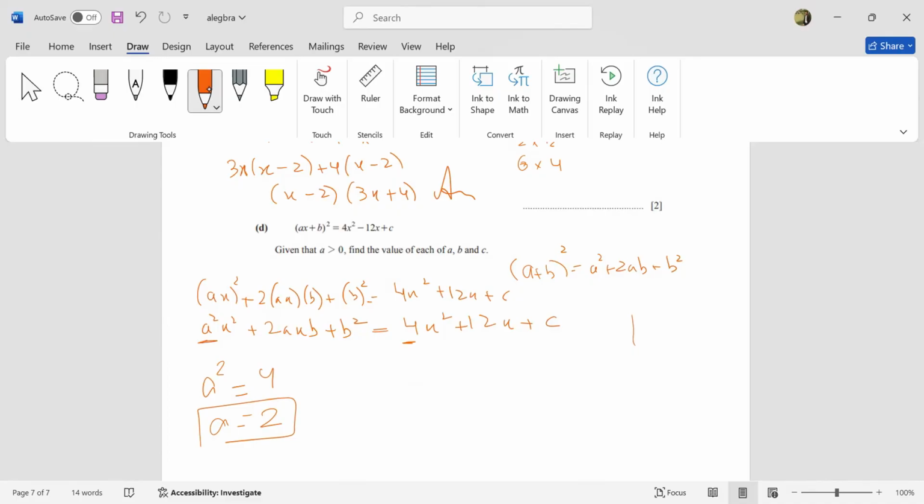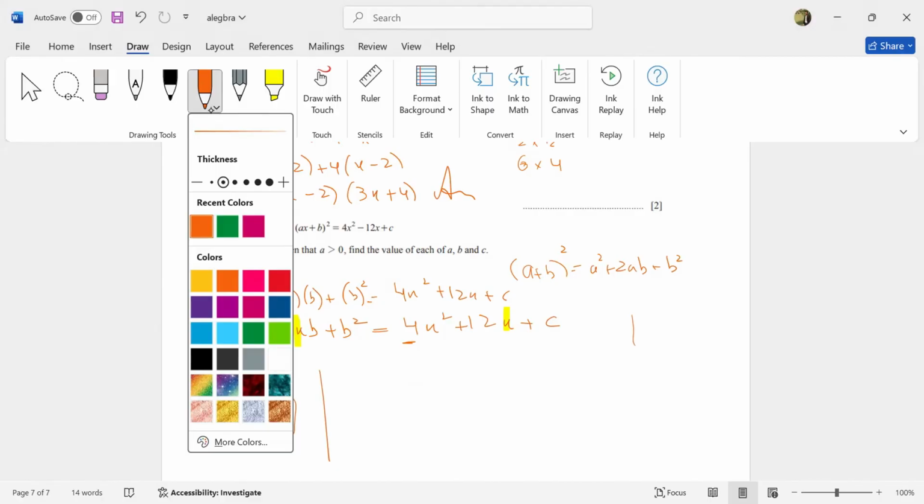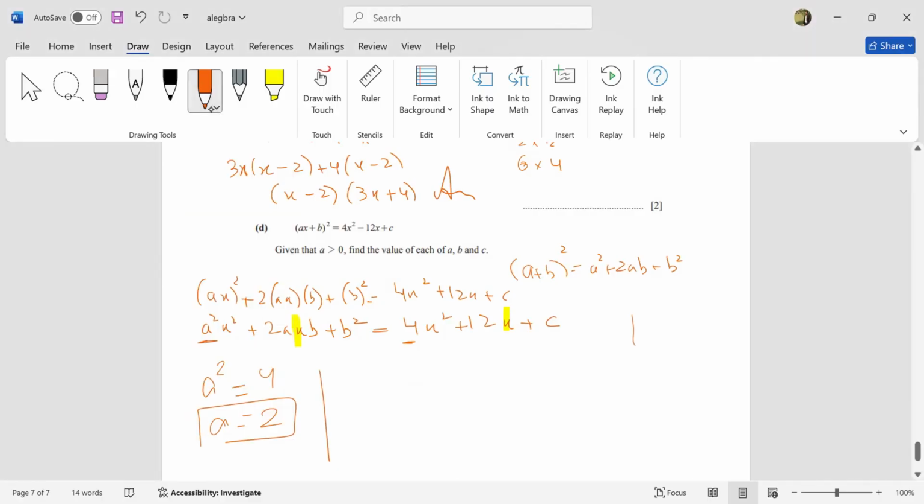So a squared was equal to 4. So that is why we can say that a squared equals 4, the coefficients we are comparing, right? How do we get 2? We have taken the square root on both sides. So a is equal to 2. For the next comparison, let's check out x. Okay, I have marked it for comparison purposes. So it means 2ab is equal to 12 because both of these are the coefficient of x.